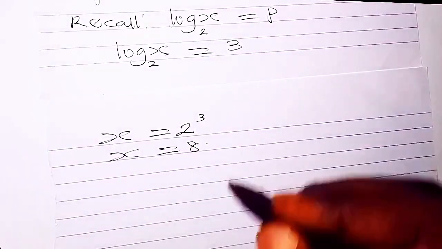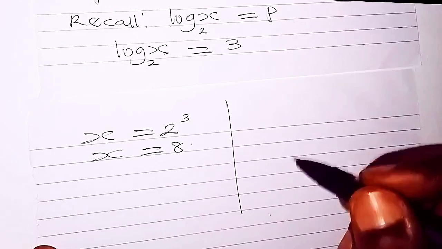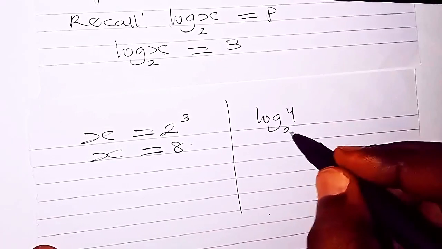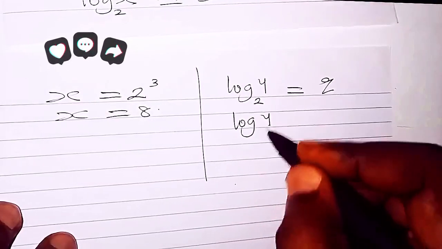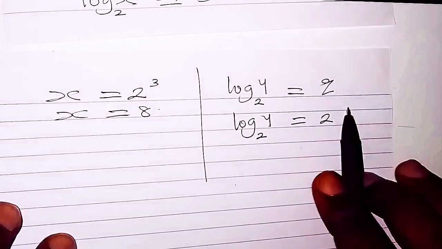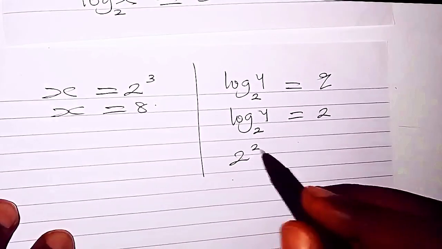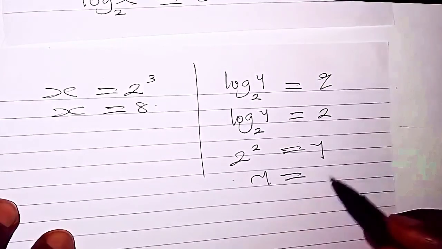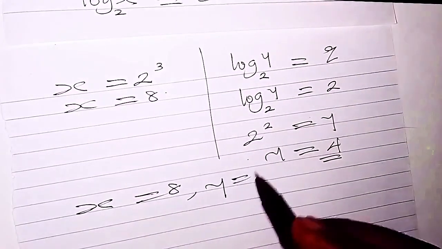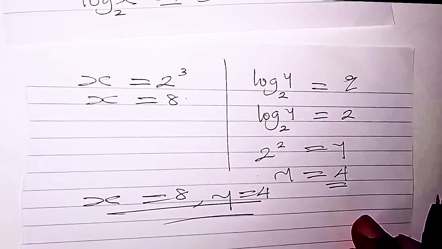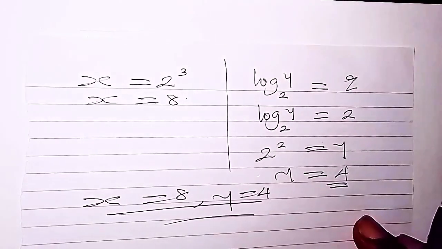At the same time, we can recall that log y base 2 equals q, and in as much as the value of q is equal to 2, we proceed to write log y base 2 equals 2. Changing this to an index form, that becomes 2 raised to the power of 2 equals y, and 2 raised to the power of 2 is 4. Therefore our x equals 8 and our y equals 4. So that is how to obtain the values for x and y in that log form of simultaneous equations.